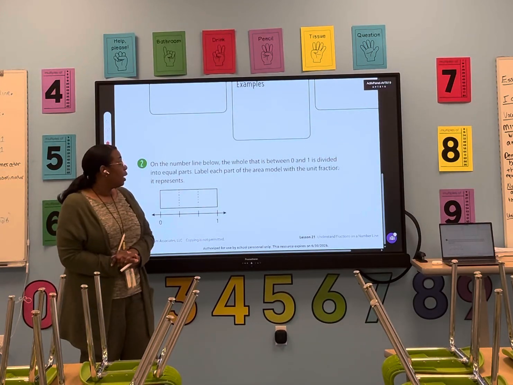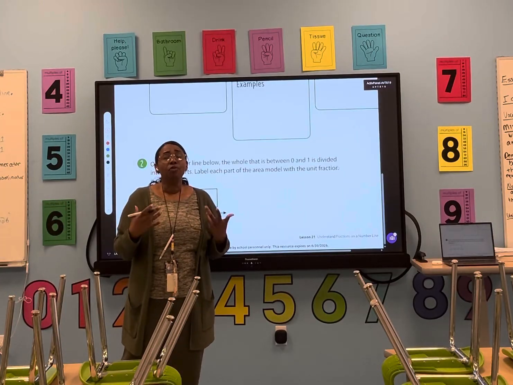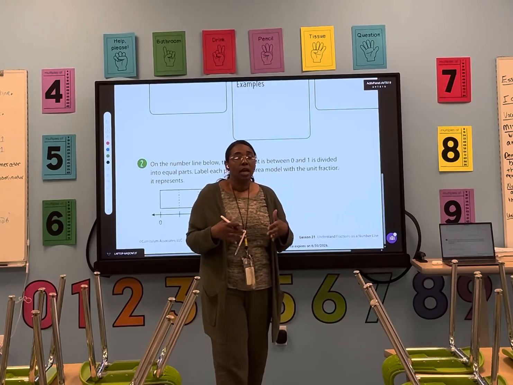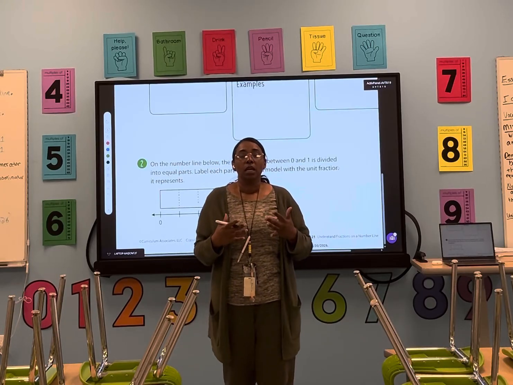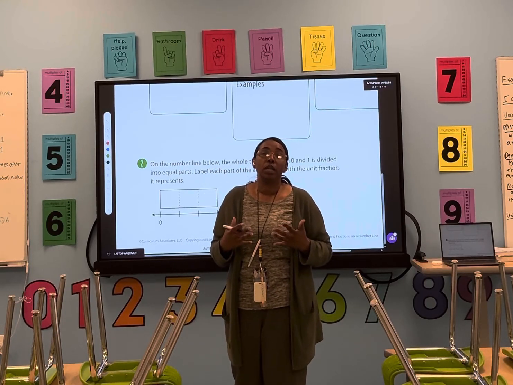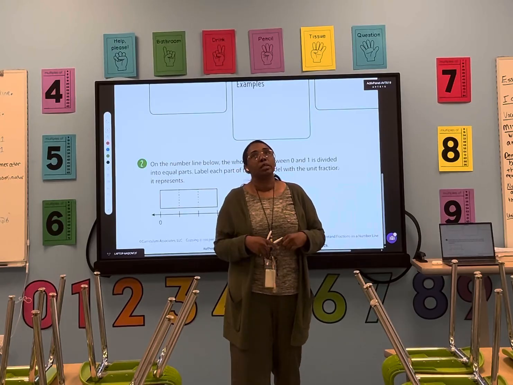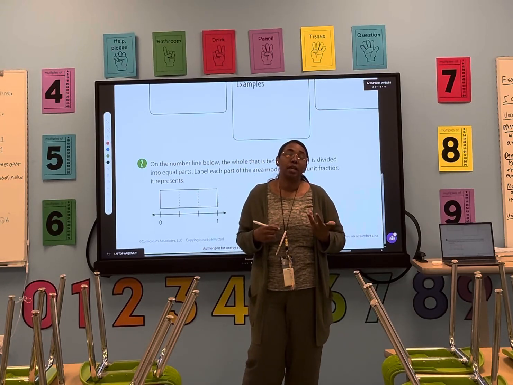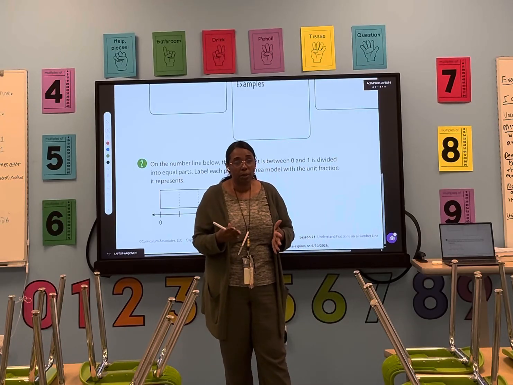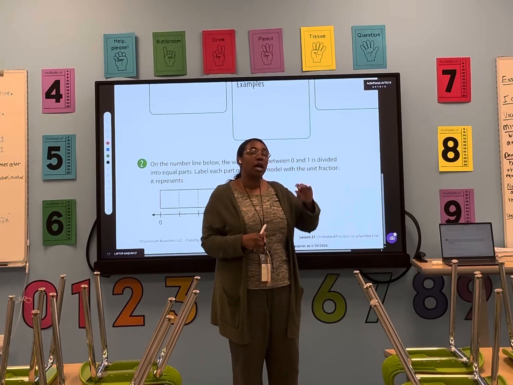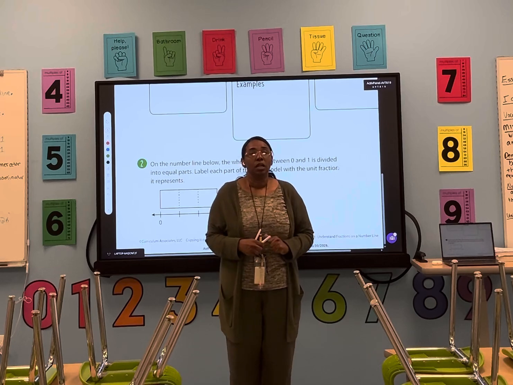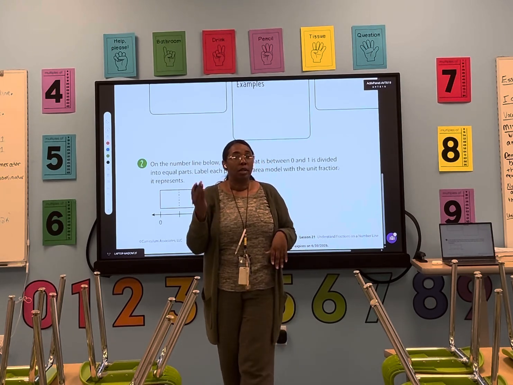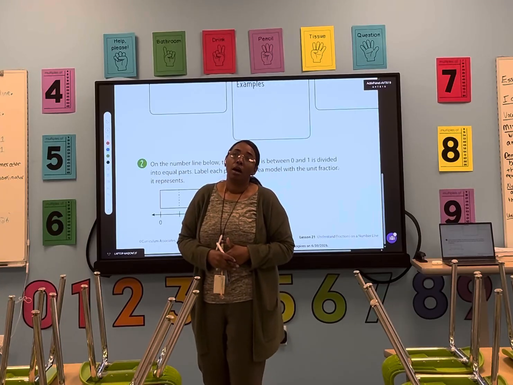Unit fraction is one of our new vocabulary words for this lesson. And a unit fraction is basically a fraction that has 1 in the numerator. So then you might be saying, Ms. Newman, what is a numerator? We also discussed that in class. That is a new vocabulary word. The numerator is the top number on your fraction. It is above the fraction line and it tells you how many parts are shaded in.